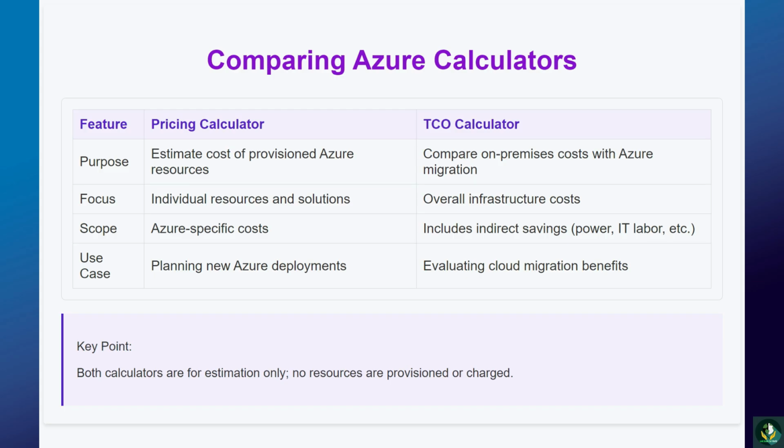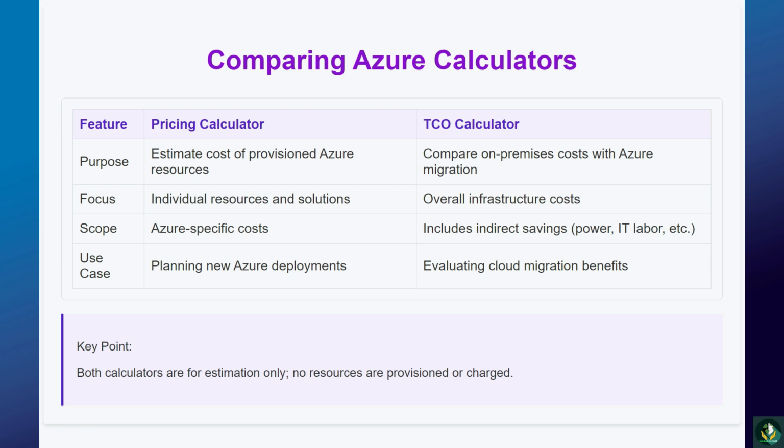Migration focus. It's particularly useful when you're evaluating whether to migrate existing on-premises workloads to Azure. Customizable inputs. You can input your current infrastructure details to get a more accurate comparison. Long-term perspective. The TCO calculator typically provides a view of costs over a longer period, often 1 to 5 years. It's important to note that both calculators are for estimation purposes only. No resources are actually provisioned when you use these tools, and you won't be charged for any services you select while using them.